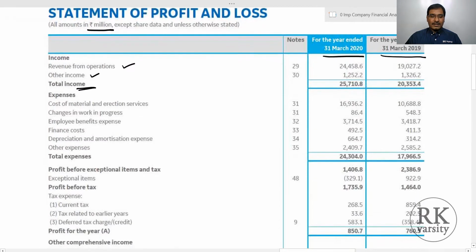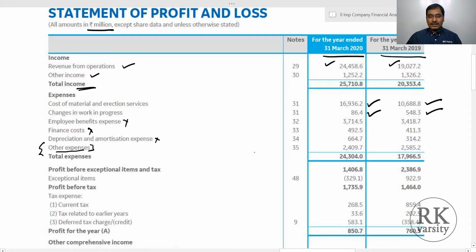Now next, when it comes to expenses in a profit and loss account, you will see the cost of materials and erection expenses; these are the direct materials. So here these are the two incomes that we consider, revenue from operations. Now cost of materials, these are the direct expenses. Changes in work in progress, this is also a direct expense. Now employee benefits and finance costs, these two are administrative expenses. Depreciation is another expenditure. Other direct expenses you will find under the head other expenses.